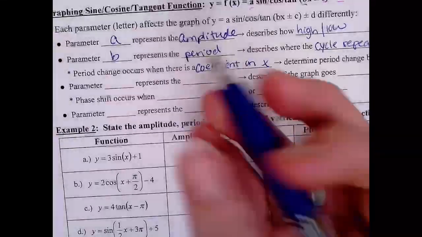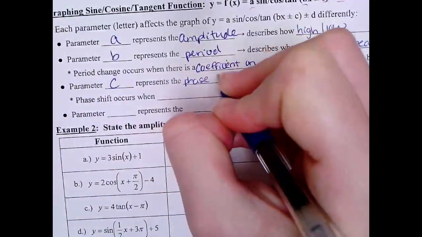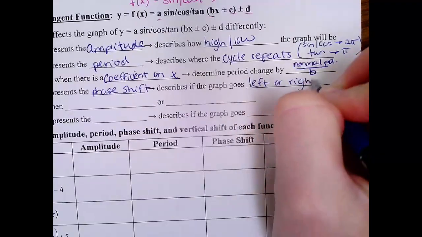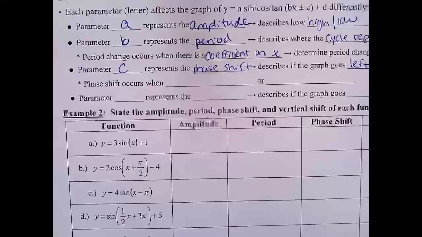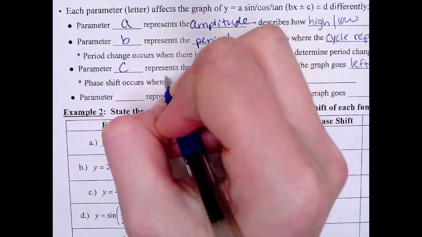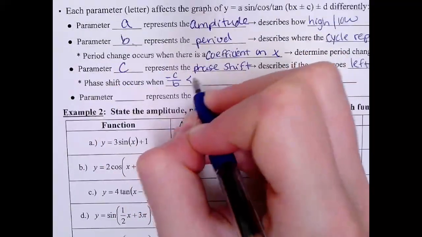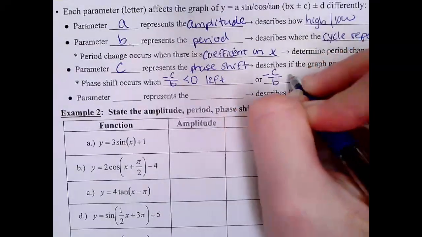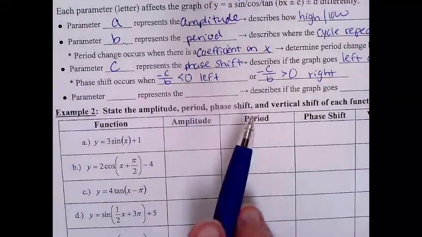All right, parameter C, so you see a plus minus C there, is the phase shift and describes if the graph is going left or right. And that's same as before, guys, that we've seen. If it's in there with the x, it's going left or right. Now, this is a little tricky, but if we do negative c divided by b from up here, and it's less than 0, so it's a negative, we're going to go left. But if we do negative c divided by b and it's greater than 0, we're going to go right. And I'll explain that in the examples down below.